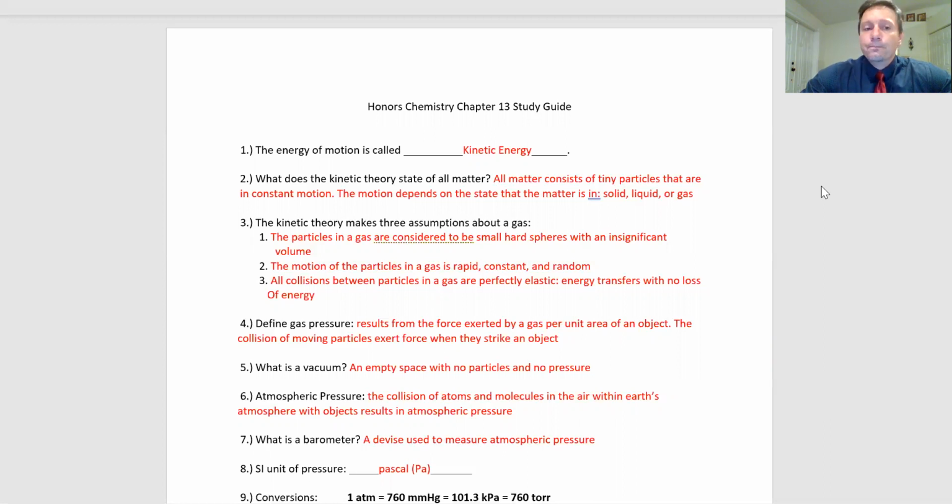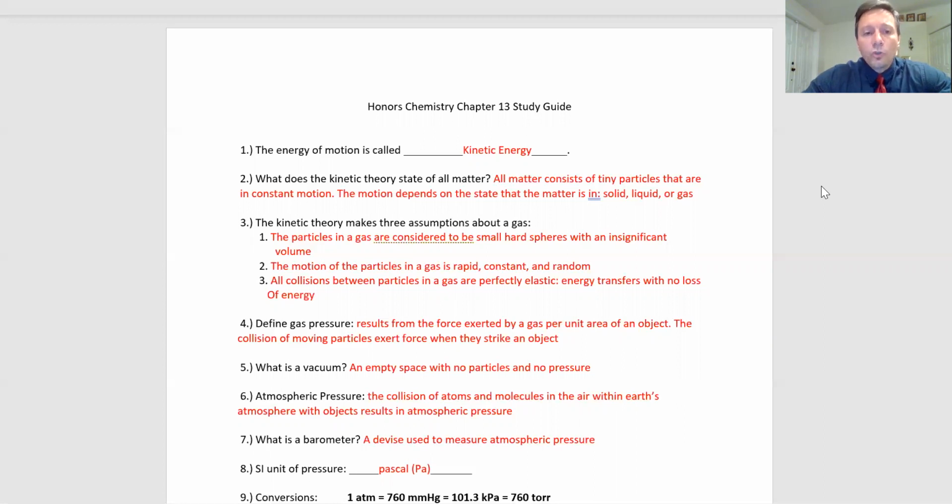So here we go. Number one, the energy of motion is called kinetic energy. So when you talk about motion, moving objects, that's kinetic energy. We learned the other type of energy is stored energy, stored in bonds, stored in structure. That's potential energy. But if anything is moving, that is kinetic energy. And all objects have kinetic energy because all objects' particles are moving. We'll talk more about that here in a little bit.